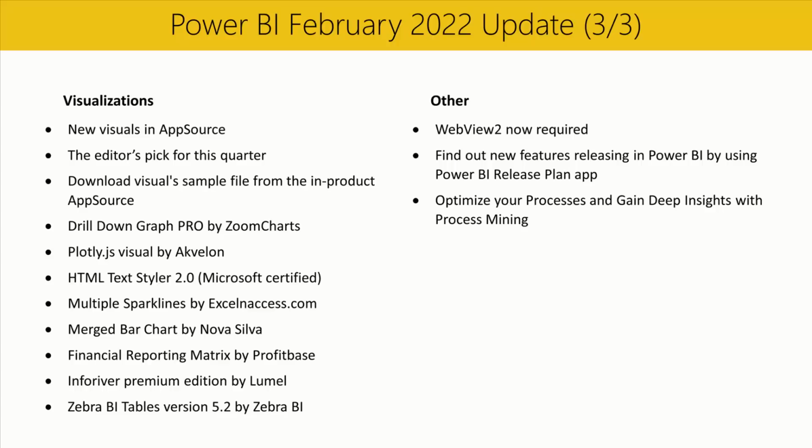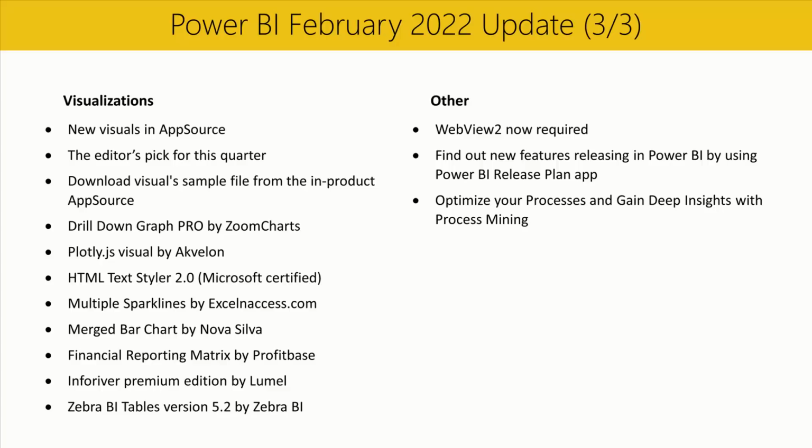Updated visuals include the Drill Down Graph Pro visual by Zoom Charts, the Plotly.js visual by Aquilon, the HTML Text Styler 2.0 visual, which is now certified, the Multiple Sparklines visual by excelandaccess.com, the Merged Bar Chart by Nova Silva, the Financial Reporting Matrix visual by ProfitBase, the InfoRiver Premium Edition visual by Lumel, and the Zebra BI Tables version 5.2 by Zebra BI.